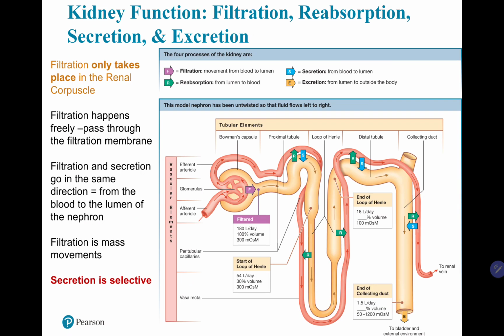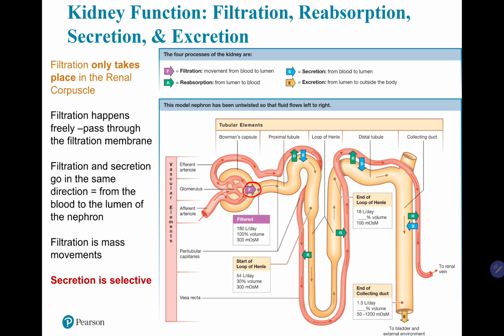Okay? So I kind of like this image a lot right here, right? Again, filtration only takes place in the renal corpuscle. This is filtration right here, right? Only in the renal corpuscle from the glomerulus into the Bowman's capsule. Notice how filtration is going to happen freely. If it can fit through, if it can pass through that filtration membrane, it will get filtered through, right?